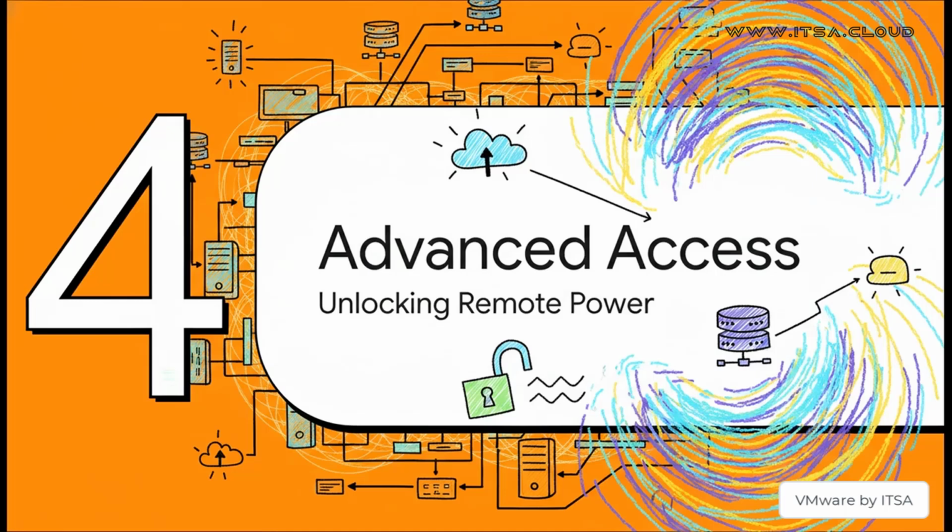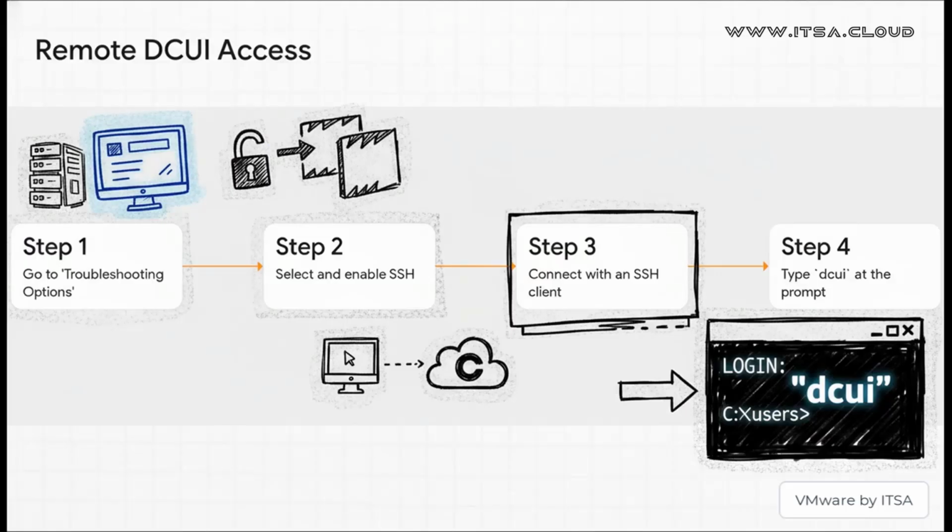Okay, so you've configured the network. You know your way around the troubleshooting tools. Now it's time to graduate. Let's unlock the real power of managing this thing from anywhere. And getting this set up is also super easy. Back in the DCUI, you just go to Troubleshooting Options, and you select Enable SSH. Now, from any other computer, you can use an SSH client, connect to your host's IP, and here's the magic trick. Once you're logged in, just type DCUI and hit Enter. And what happens? The exact same yellow and gray menu pops right up in your remote session.